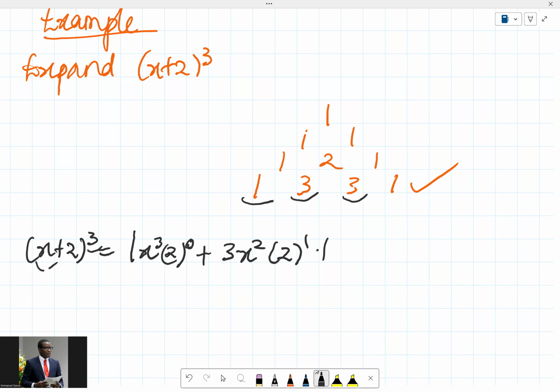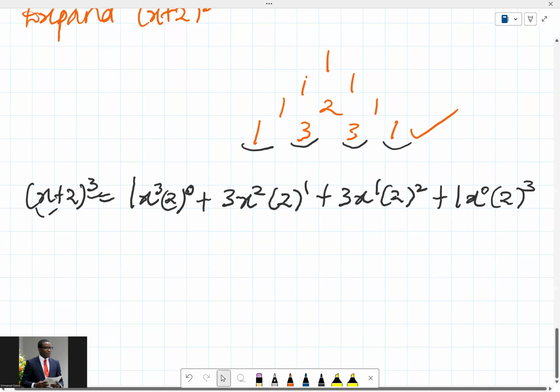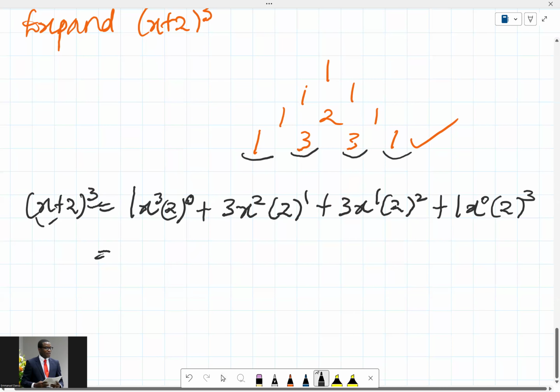Next term is 3. So put the 3, then x, the power of x was 2, now it will be 1. Then the power of 2, which was 1, becomes 2. Then we have one more term. So you have 1. Pick x. X here was 1, so the power becomes 0. And 2, which had power 2, becomes 3. So having done that, we can now break down all the terms.